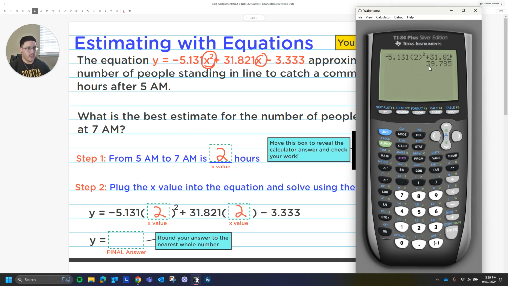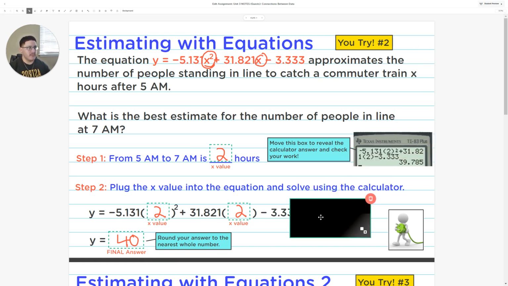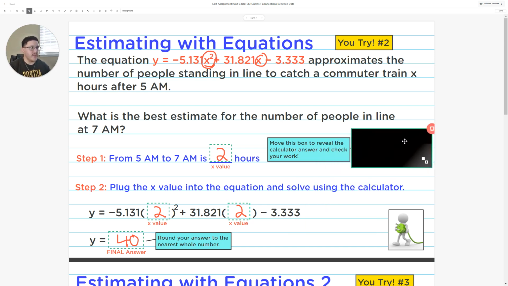And my final answer, rounded to the nearest whole number, should be about 40. So the best estimate for the number of people in line at 7 a.m. is about 40 people. Let's just check to make sure. That's our decimal answer, but when rounding it, it should be 40. And that's it for you try number 2.